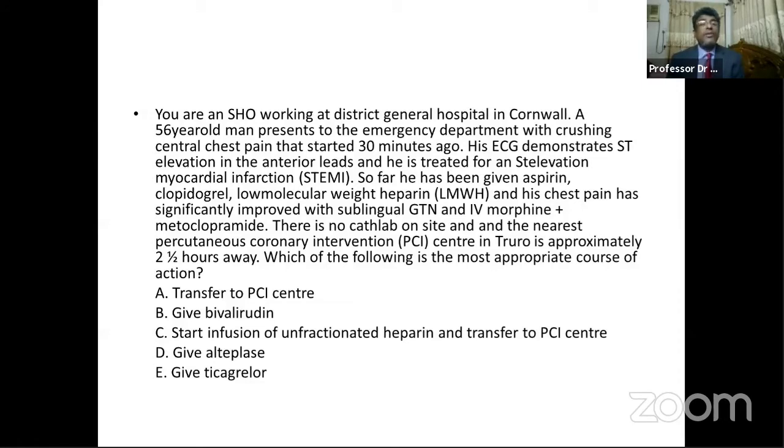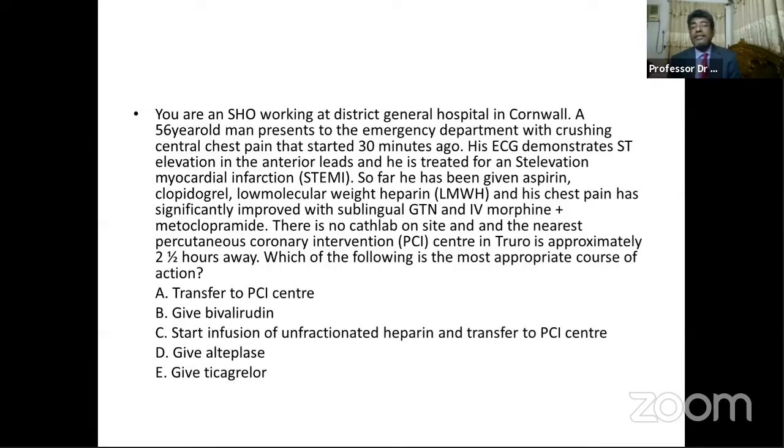Next scenario: you are an SHO working at a District General Hospital. A 56-year-old man presents to the emergency department with crushing central chest pain that started 30 minutes ago. He demonstrates ST elevation in the anterior leads and is treated for an ST elevation MI. So far, he has been given aspirin, clopidogrel, low molecular weight heparin, and his chest pain has significantly improved with sublingual GTN, IV morphine and metoclopramide. So his pain has subsided, but this patient is actually suffering from an ST elevated MI.